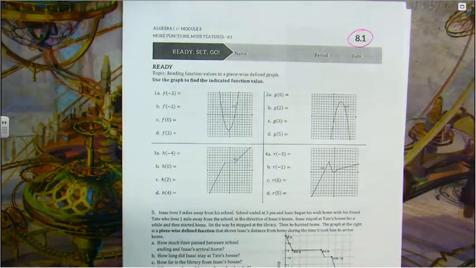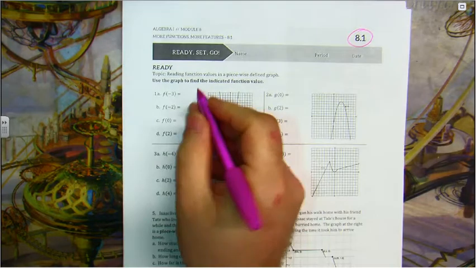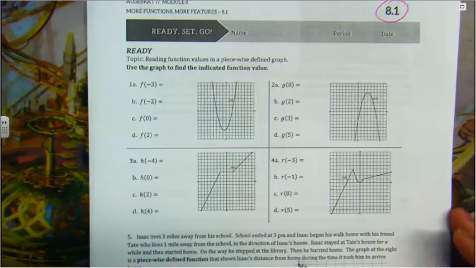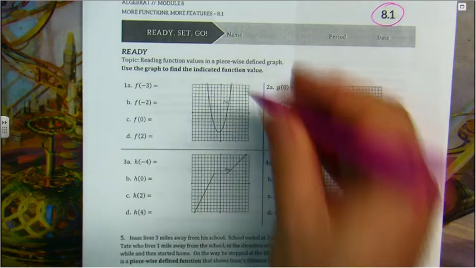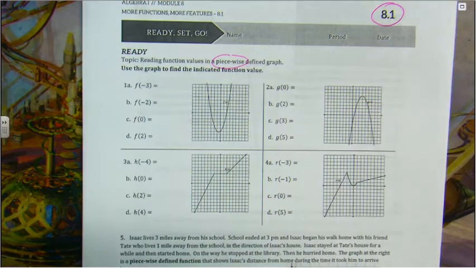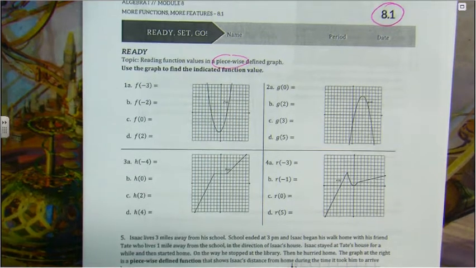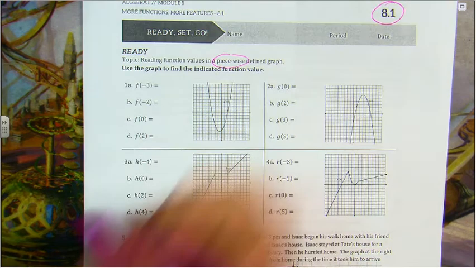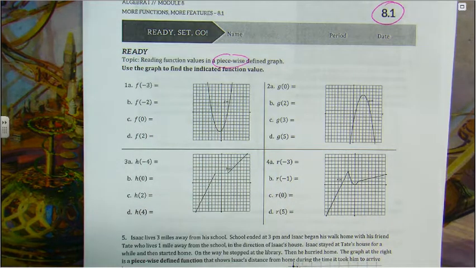Let's go ahead and go into the first section here with the ready, which is reading function values in a piecewise defined graph. Now, when we're talking about piecewise, what we mean is that some of these graphs will behave differently on different parts of our domain. The number 1 and 2 are just going to be some standard quadratics, in which case we just have to find the value that corresponds with the value given.